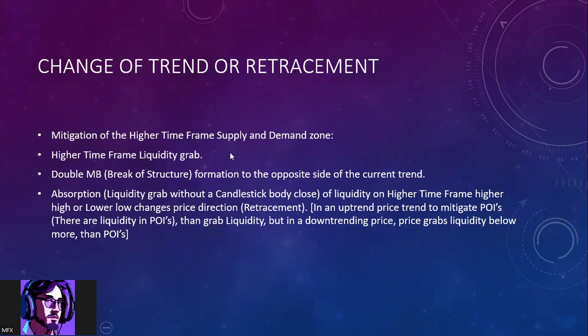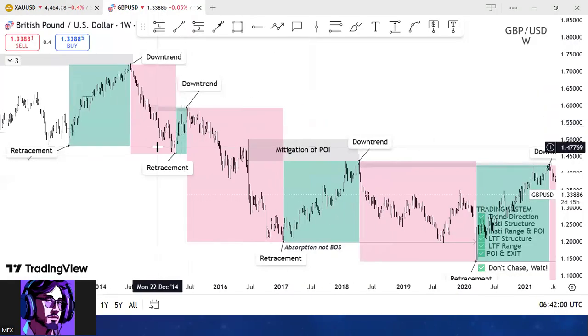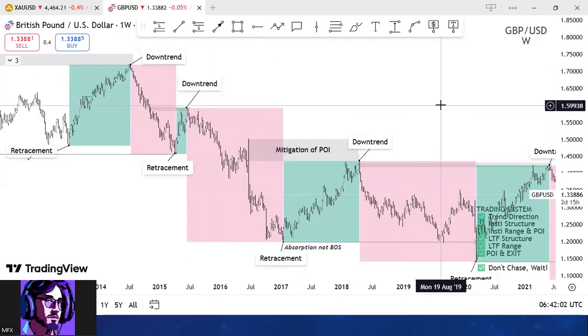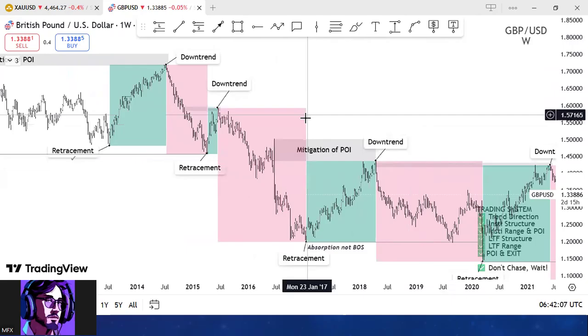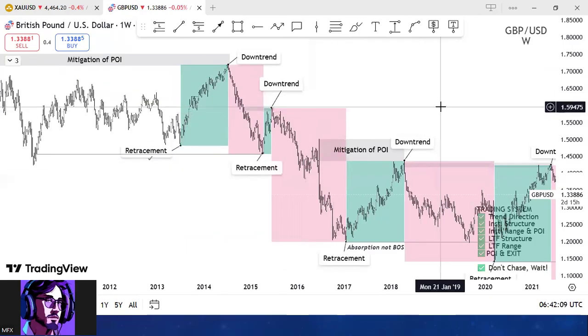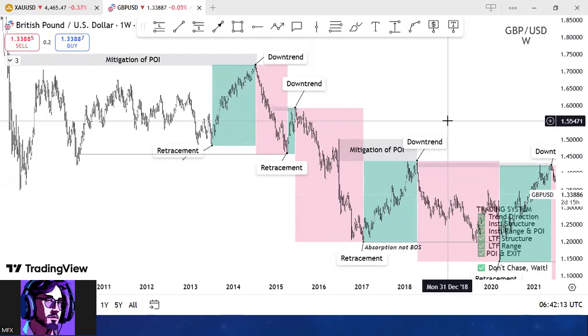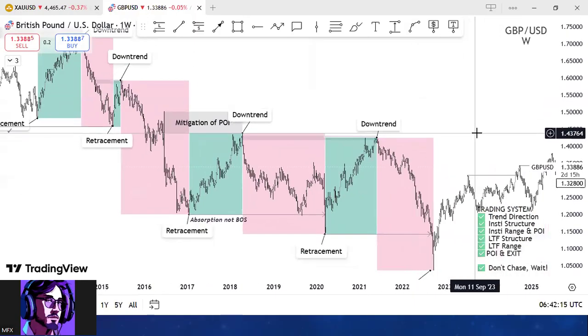Higher time frame. When I mean higher time frame, it doesn't talk about the weekly alone, but the daily is a higher time frame as compared to your 1 hour, 2 hour, 3 hours, 4 hours. The 4 hours is a higher time frame as compared to your 1 hour, 2 hours, 15 minutes, 30 minutes, and all that. So that's what we're talking about. Higher time frame. Just know the higher time frame.